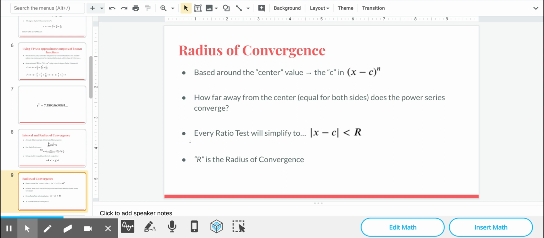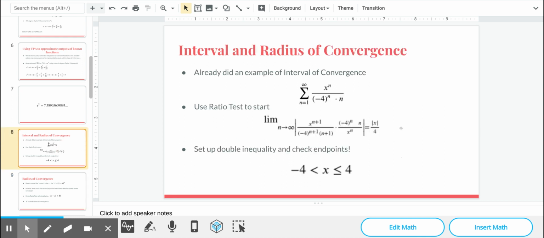The good news, and this is what I was saying about you're actually already doing this at one point through the interval of convergence, is that every ratio test will eventually simplify to this form, right? I've got this absolute value of x minus c. It's always going to be less than some number. And so if I go back to this one, I had the absolute value of x is less than 4, which is the absolute value of x minus 0 is less than 4 because the center here is 0.